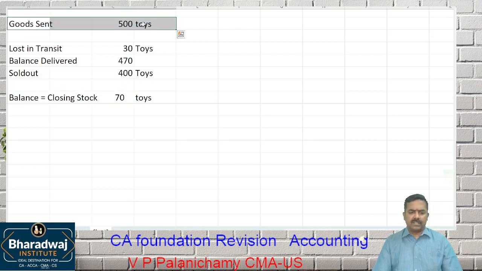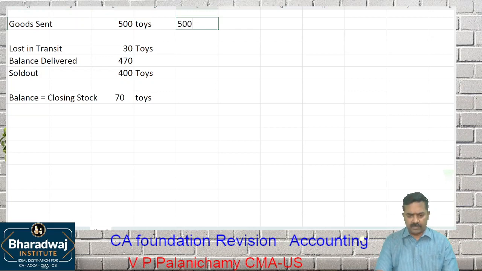Wait. What is the value of the goods sent? 500 into what is the price? 800. 500 into 800. Add consignor's expenses.